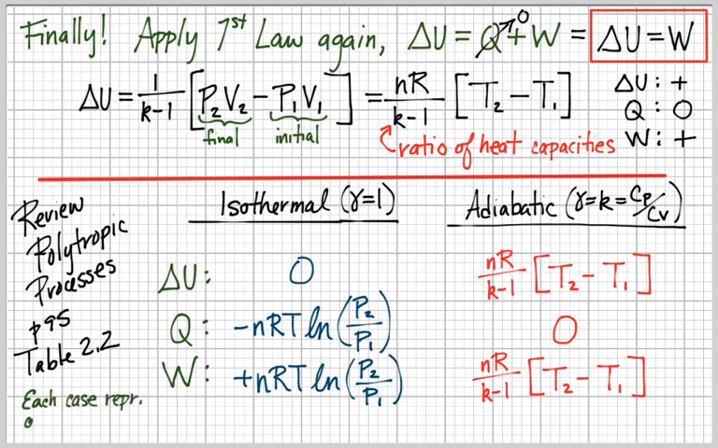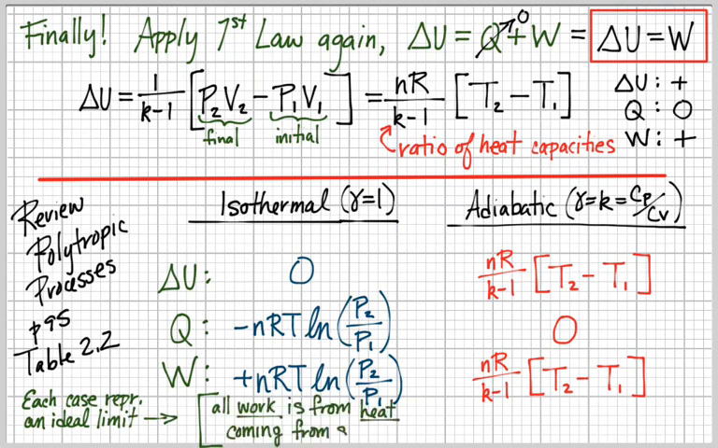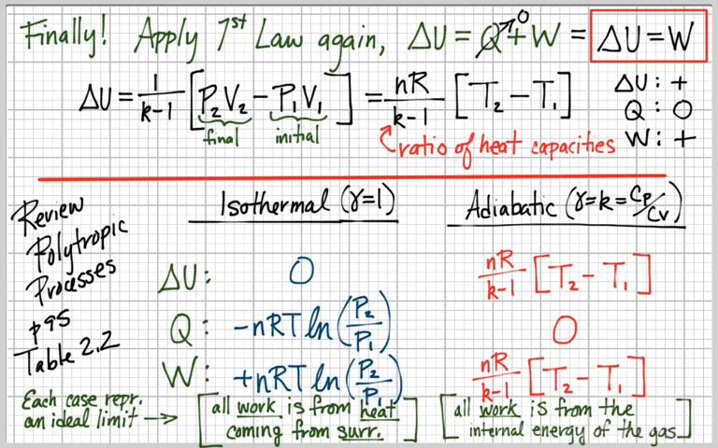Each case, the isothermal and the adiabatic, represents an ideal limit, right? The ideal limit for the isothermal system is where all the work energy comes from the heat energy from the surroundings. Whereas in the adiabatic system, all of the work is derived from the internal energy of the gases.